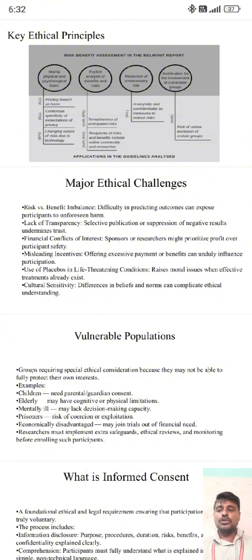Benefits: it is mostly used to fairly select the subjects and share the risk. Research benefits should be equally distributed to all communities. Key ethical principle: mainly physical and physiological terms are used for all patients. Explain and analyse the benefits and risk.